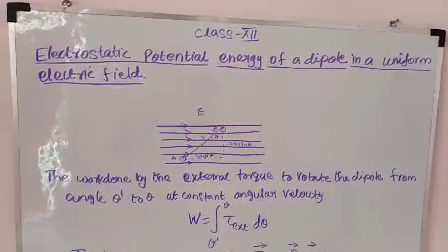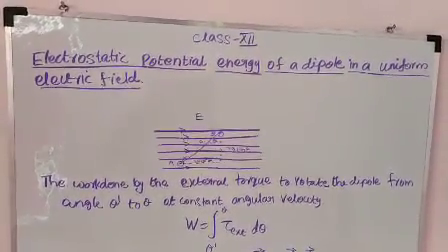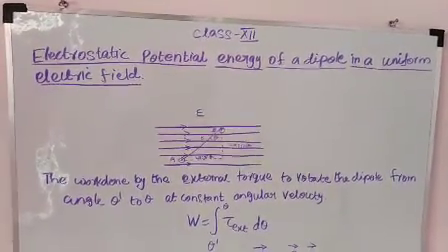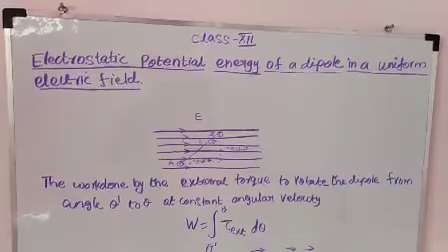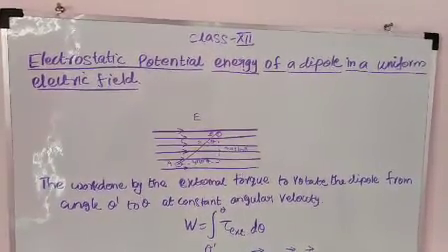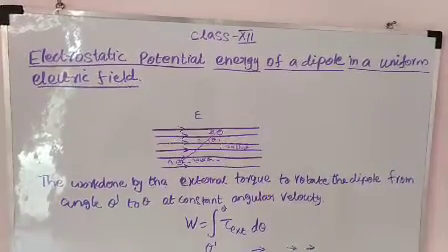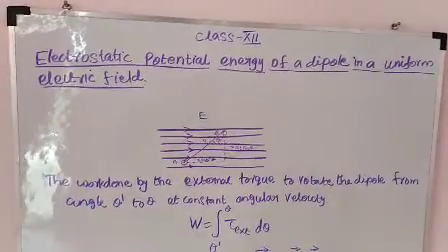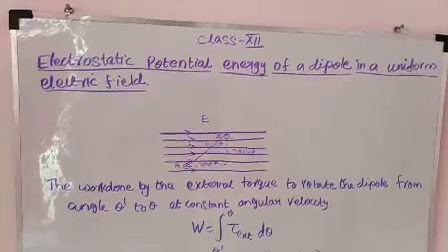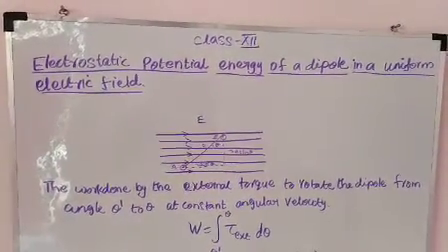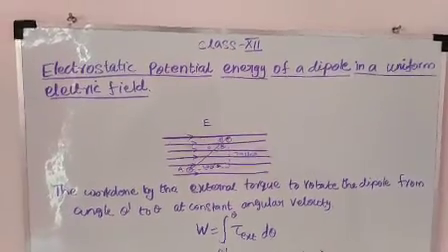So here, electrostatic potential energy of a dipole in uniform electric field. What is potential energy? When a charge is moved from infinity to one point, work is done. This work done is stored as the electrostatic potential energy of the system.